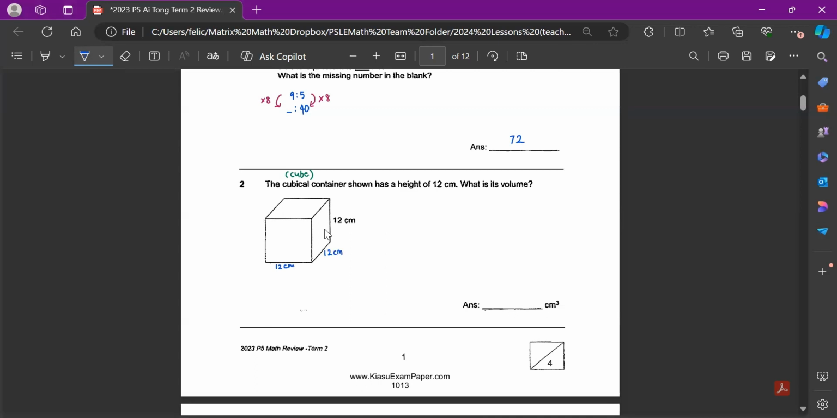Alright, so to find the volume, we go by the formula that we have learned, length times breadth times the height. So simply 12 times 12 times 12. If you key this into your calculator, you will realize you have 1,728 cubic centimeter. Okay, so units are stated there for you already.